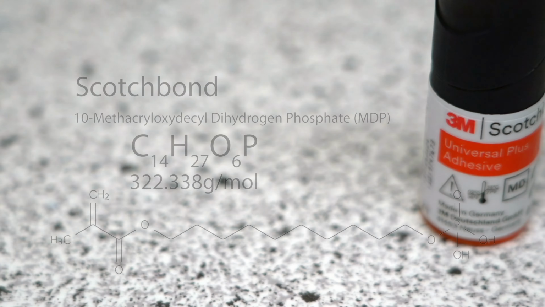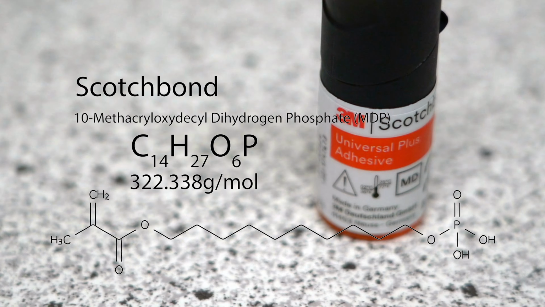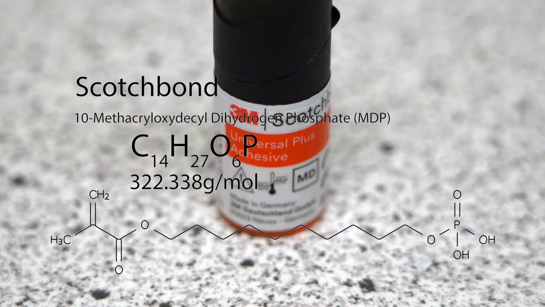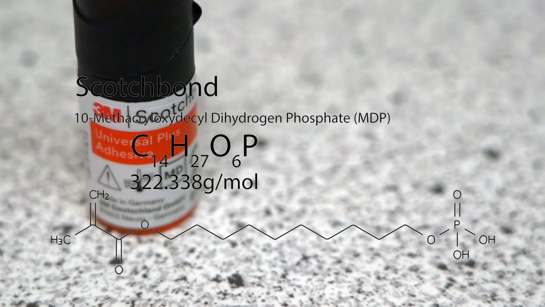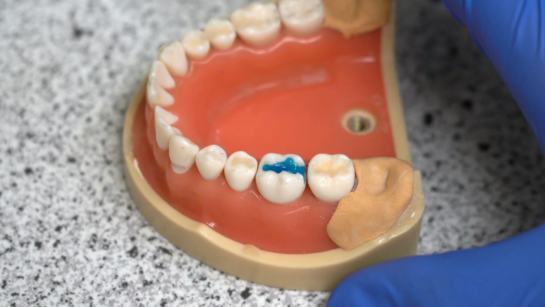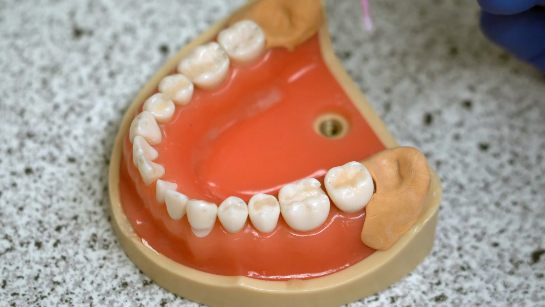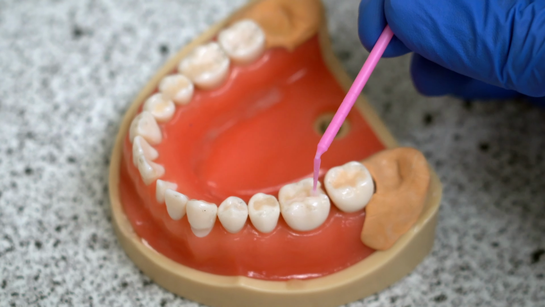Afterwards, the bonding agent is applied that promotes chemical and mechanical retention of the filling material. Scotchbond, an MDP adhesive, contains multiple chemicals that work together to obtain ideal chemistry for bonding and working in a moist environment.